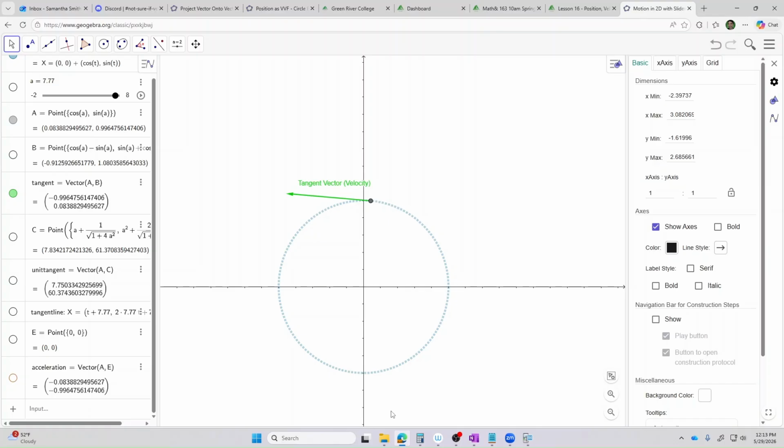And as we study velocity in more detail in later lessons, we'll see that that phenomenon occurs no matter what path of motion you're dealing with. The velocity vector is always tangent to the path.